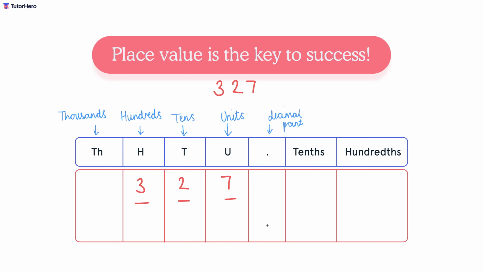Let's try an even bigger number. 1,732. Using our place value chart, we can see that the number 1,732 has 2 units, 3 tens, 7 hundreds, and 1,000. Knowing the value of each digit will help us order and compare numbers.